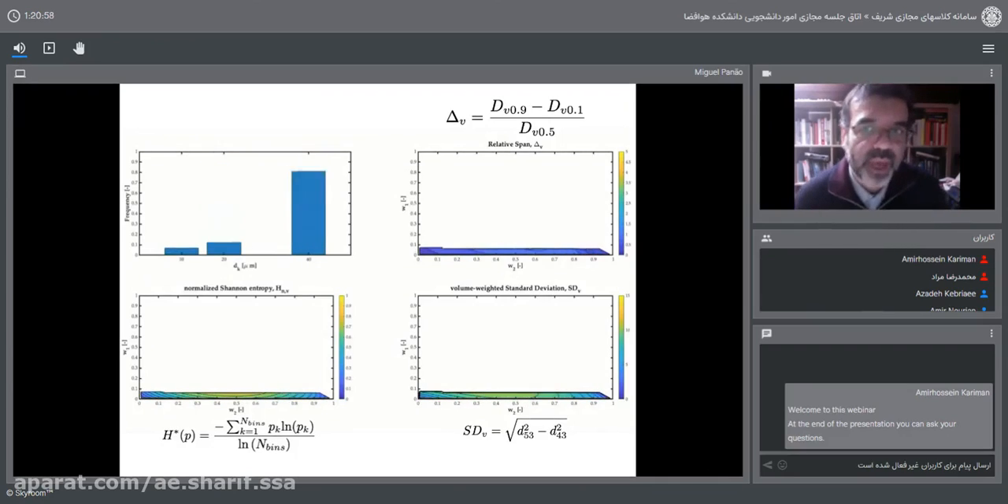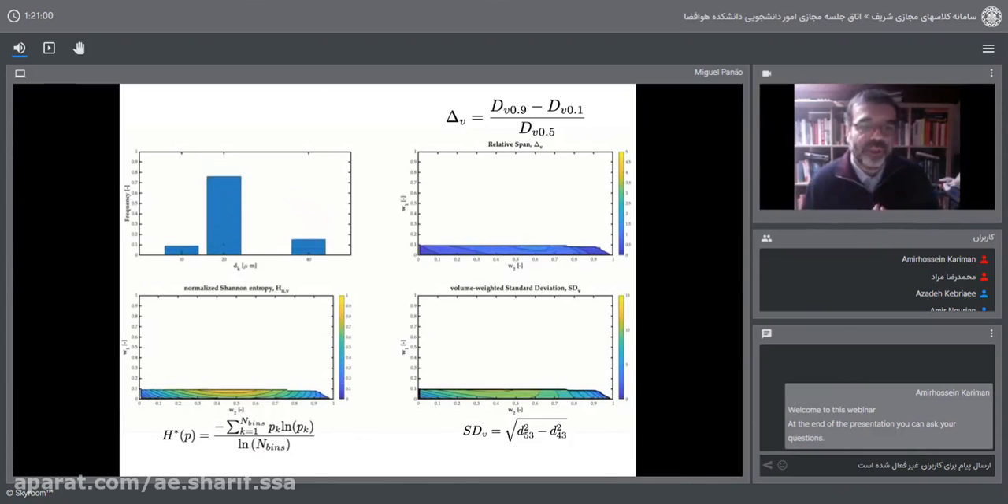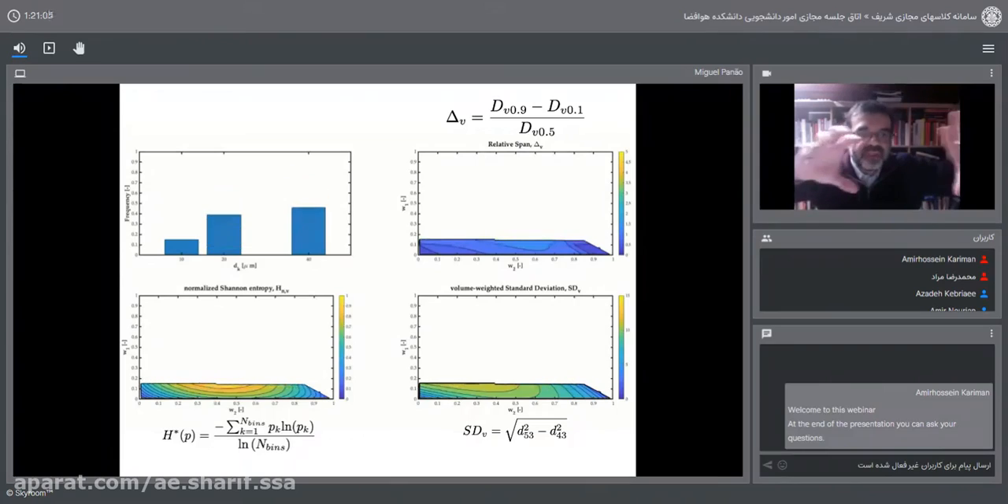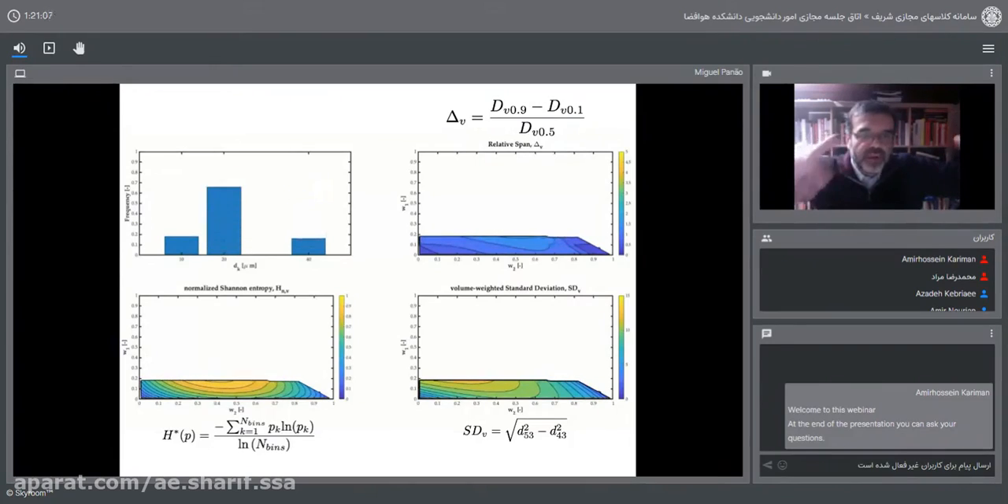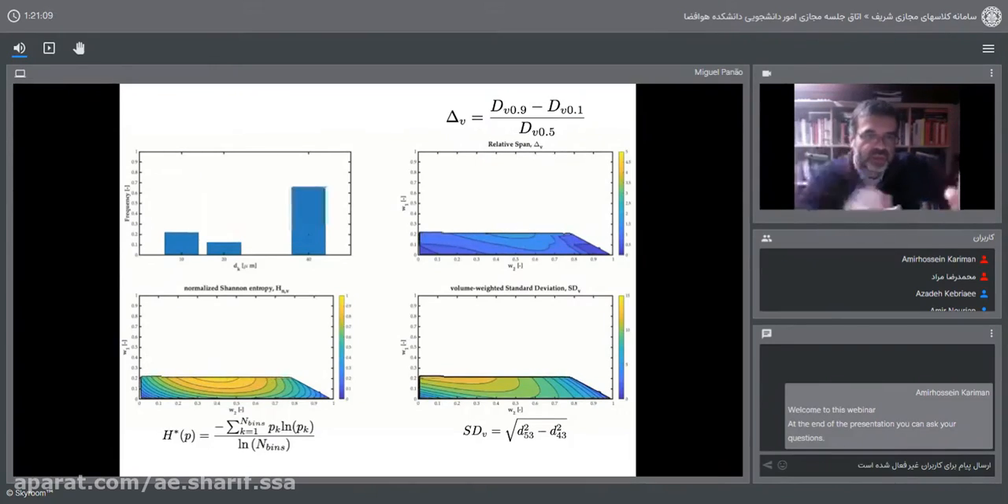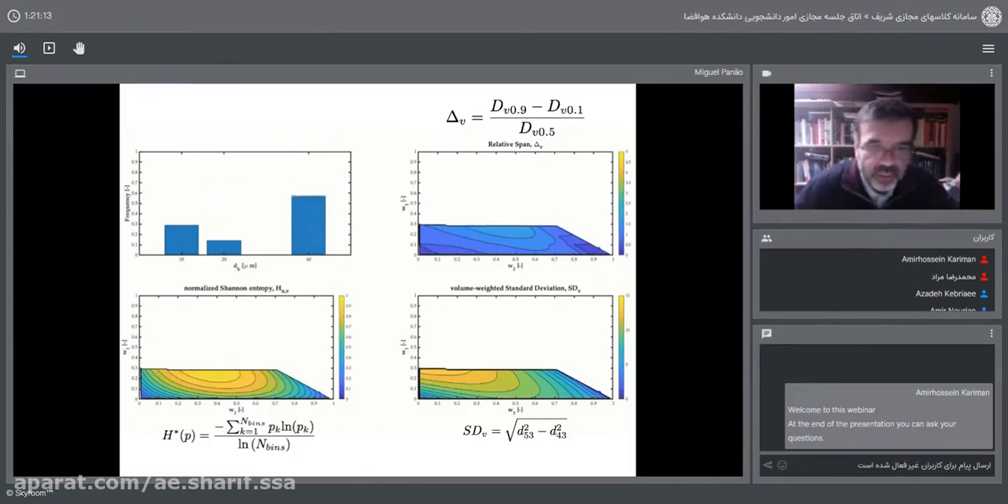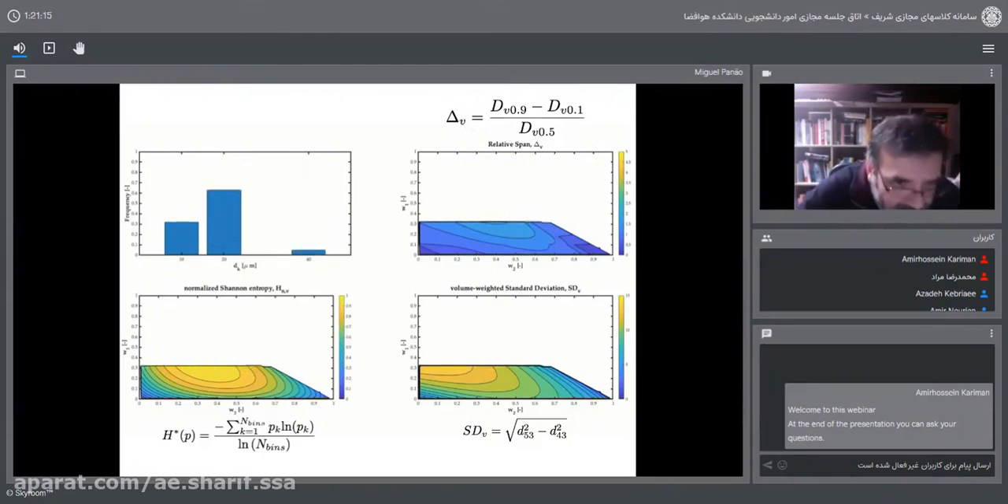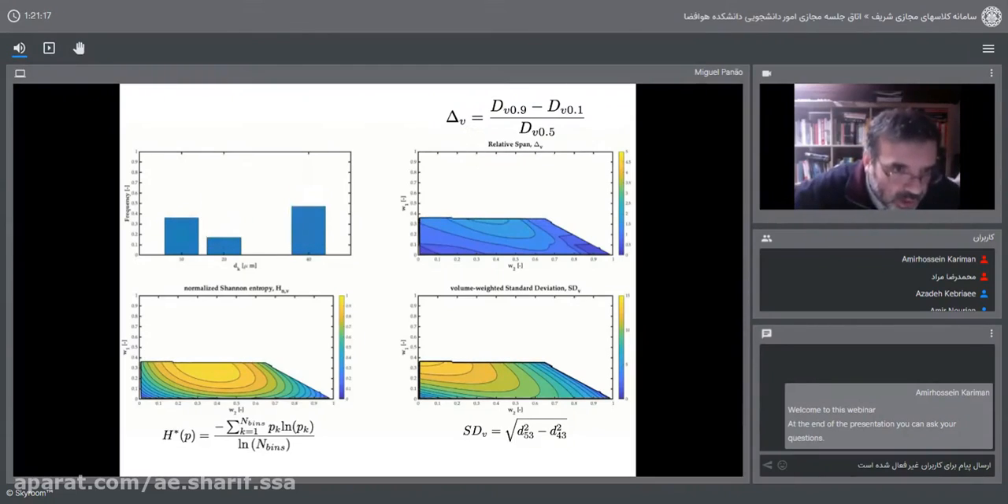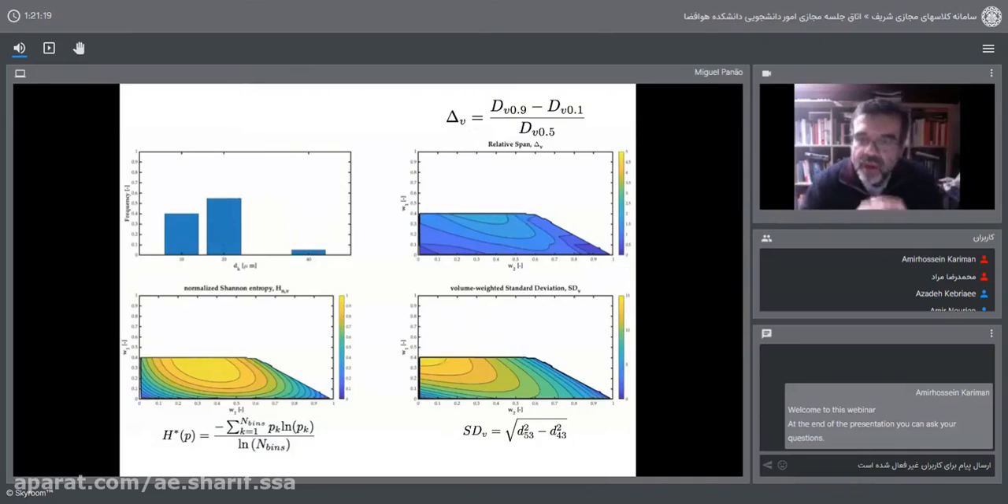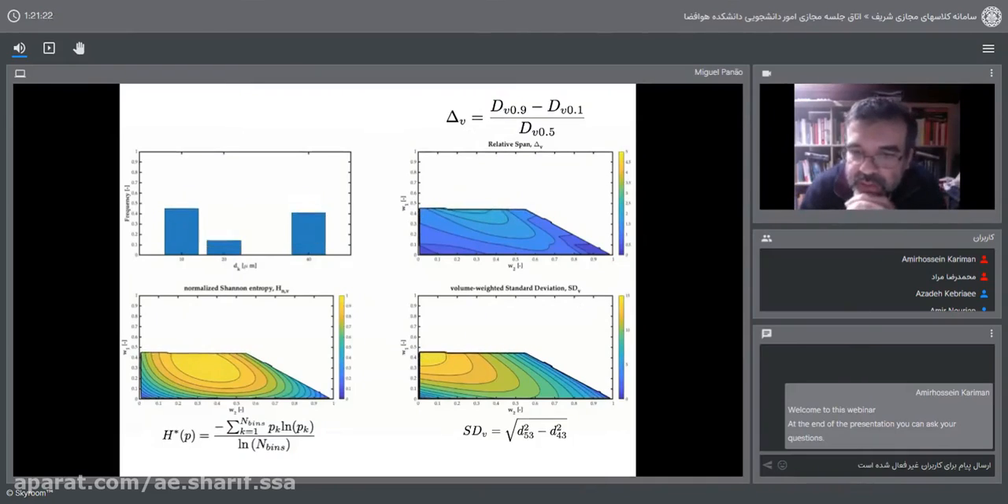What I would expect is that the normalized Shannon entropy is maximum when all droplets have the same probability of being present in the spray, which is about 1/3 in W1 and 1/3 in W2. And when I look at the map, it corresponds. How about the volume-weighted standard deviation? This is a little bit strange.